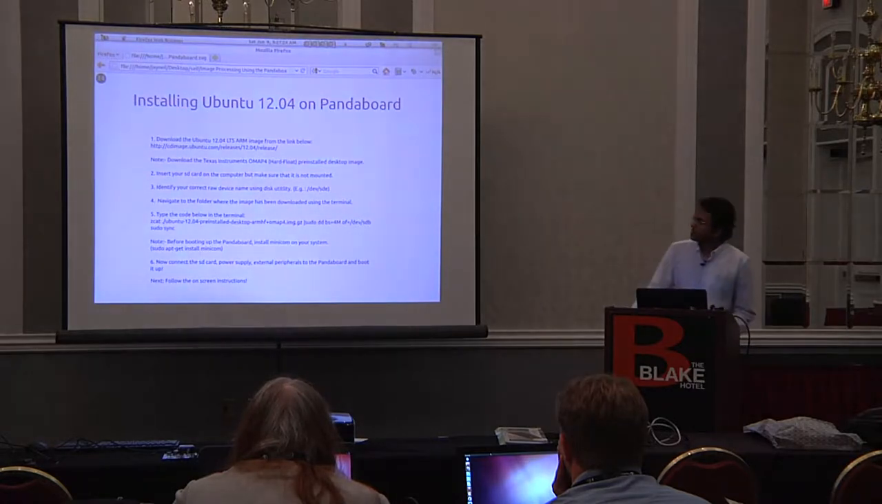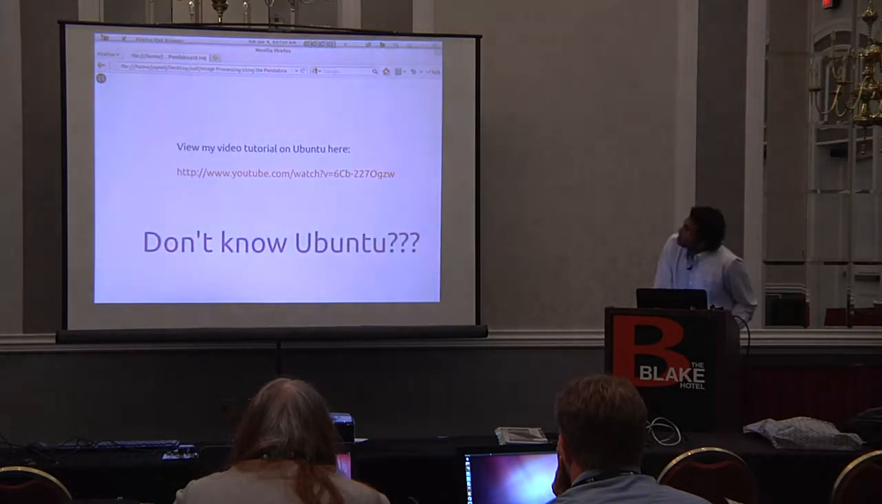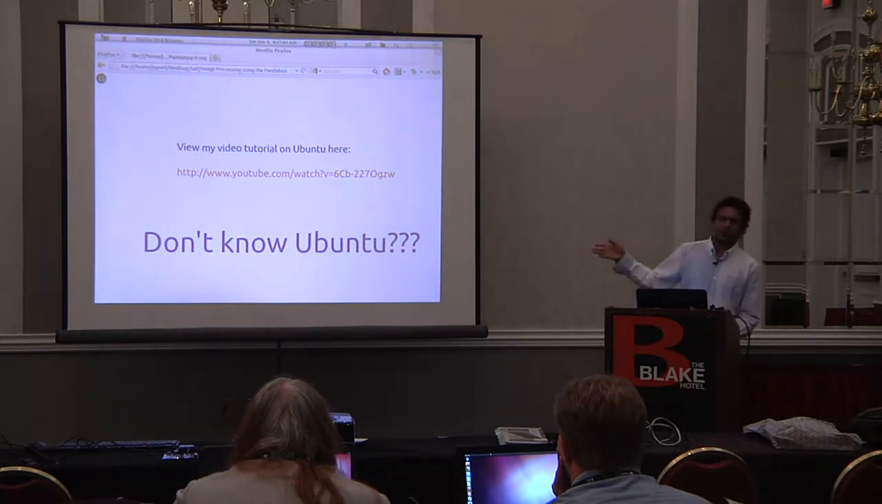And then you just need to connect the SD card and the other accessories that I have connected over here and just boot up the PandaBoard. And the installation for Ubuntu will be the same as you would do on your normal computer. And in case you guys don't know what Ubuntu is, I have also made a video, like a 1 hour video that covers all the topics, including how to install Windows applications on Ubuntu using Wine.